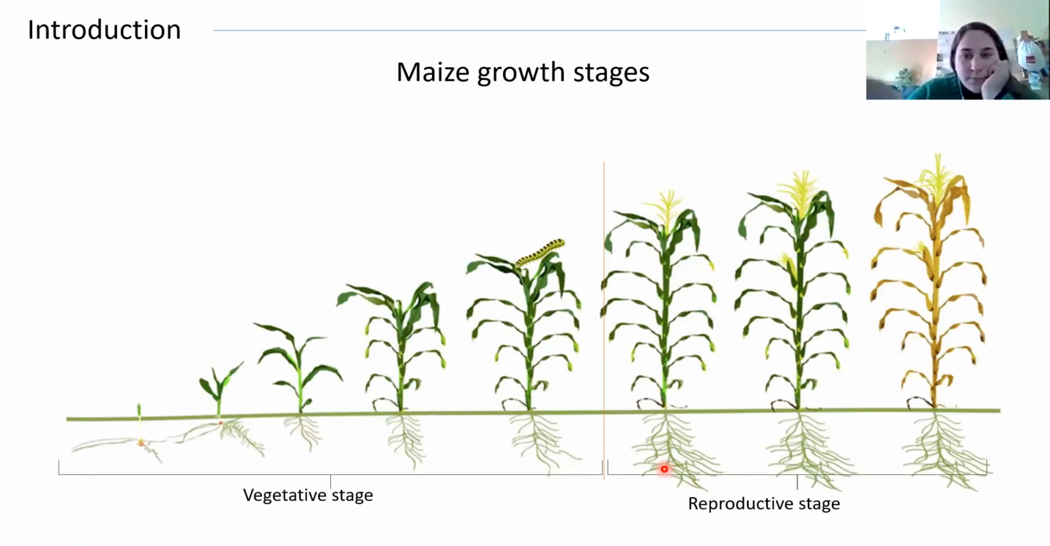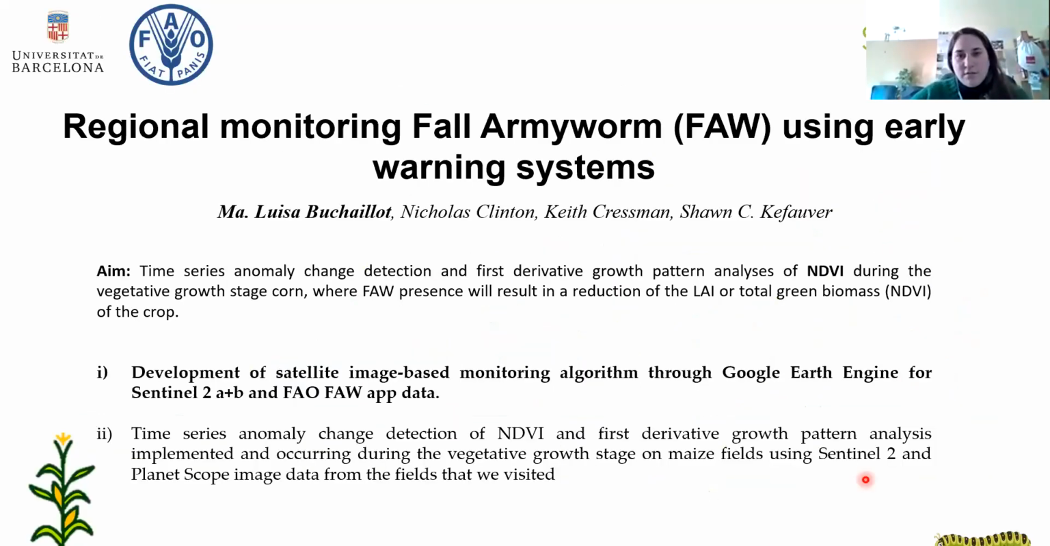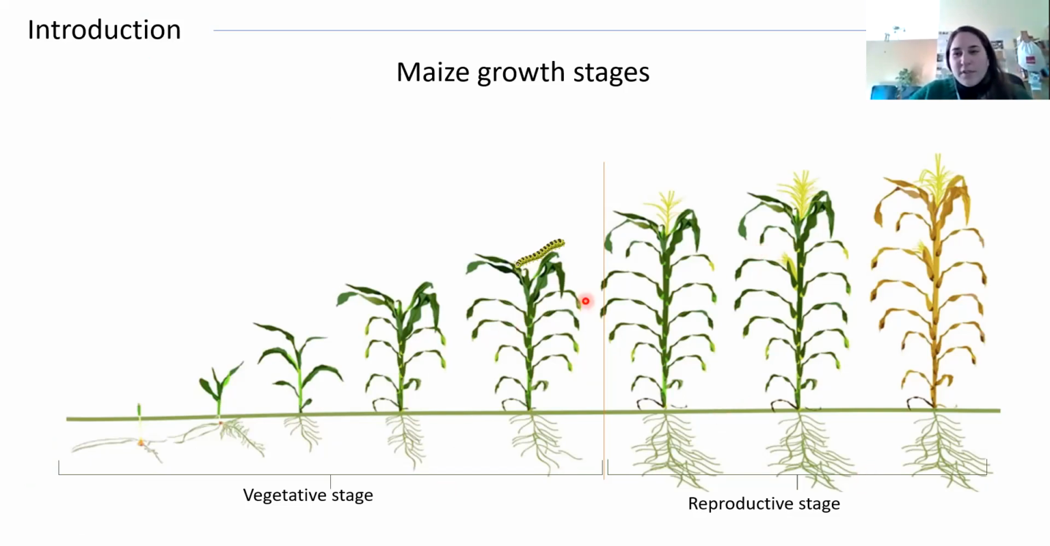The key of this project was that the fall armyworm likes the tender leaves of the maize in the vegetative stage, because in the reproductive stage, it goes into the cob and starts to eat, and the maize can grow, but you cannot monitor it anymore. And when you harvest, you have loss of harvest because the fall armyworm eats everything. That's why we focus on the vegetative stage.